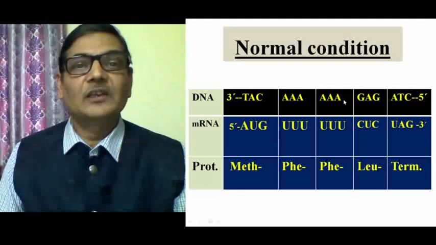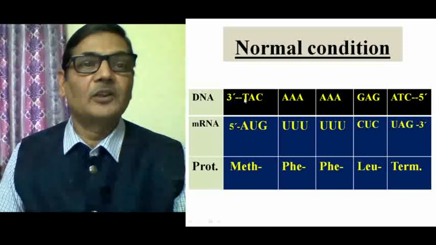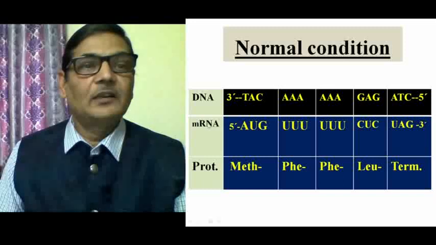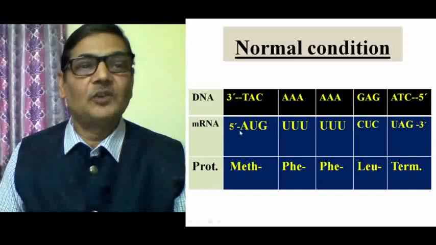So you can exactly know which base will be coming in the messenger RNA by observing the kind of base present in the DNA molecule. And then this messenger RNA will be used for protein synthesis, and we know that 3 letters make a codon. So AUG, being the initiator codon, will be recognized for methionine.